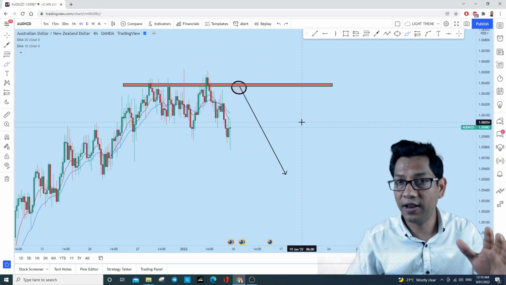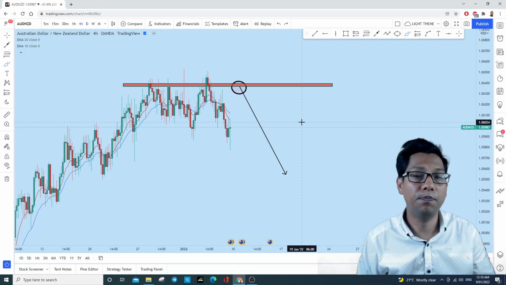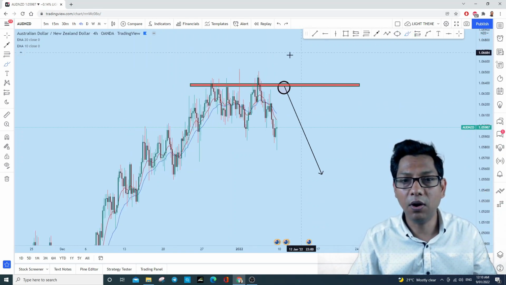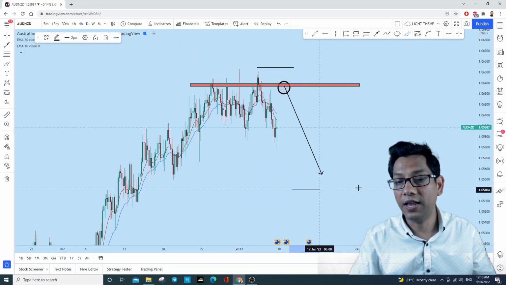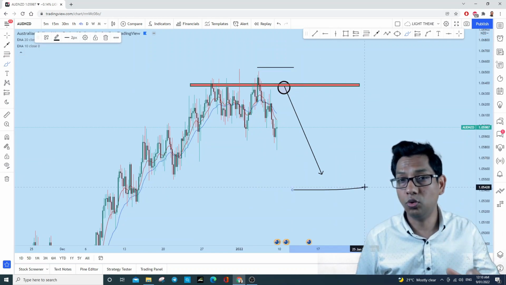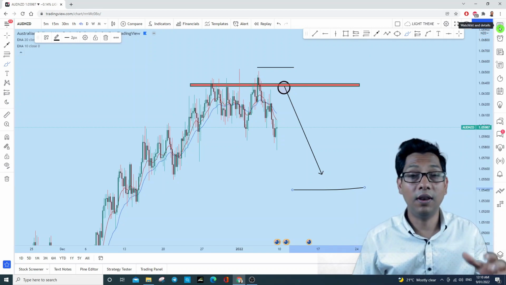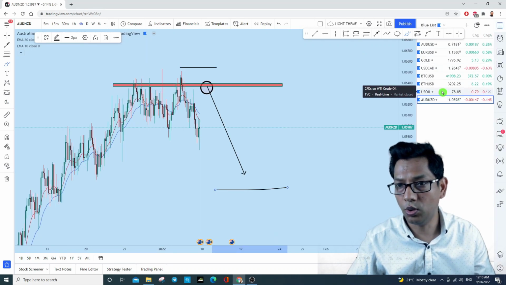As soon as we find a valid price action pattern according to our strategy, we will take a short trade, keeping our stop loss above this high and keeping at least a 1 to 3 or even 1 to 5 risk to reward ratio. Now let's start with US oil.